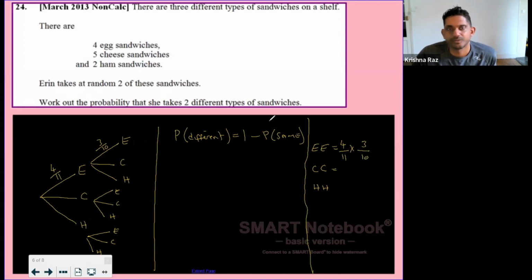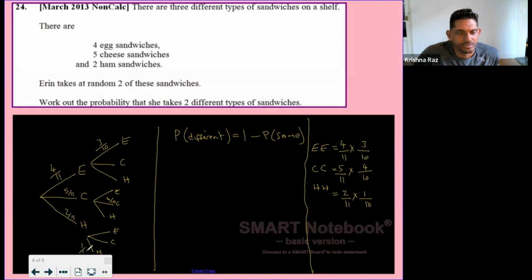So for a cheese sandwich, we've got 5 out of 11. And the probability the next one is also cheese, there'll be 1 less sandwich and 1 less cheese sandwich. So we could have filled it in, but again, not a necessity. And ham, 2 out of 11. We take 1 out, we have 1 less. So we could have done that, but obviously, if you prefer to do the tree, then do.